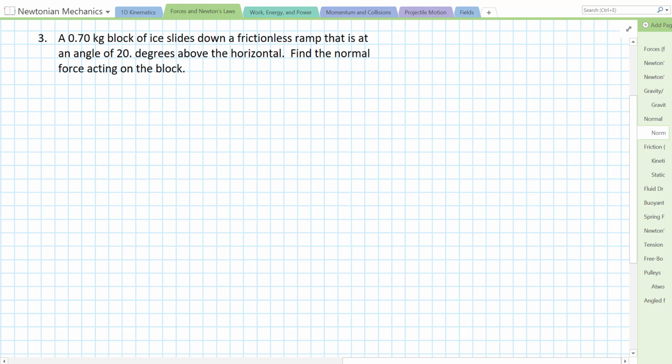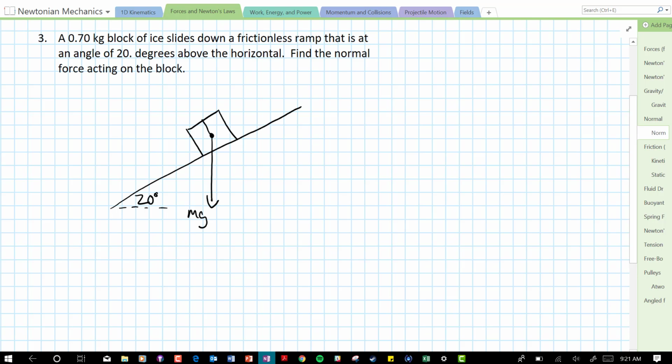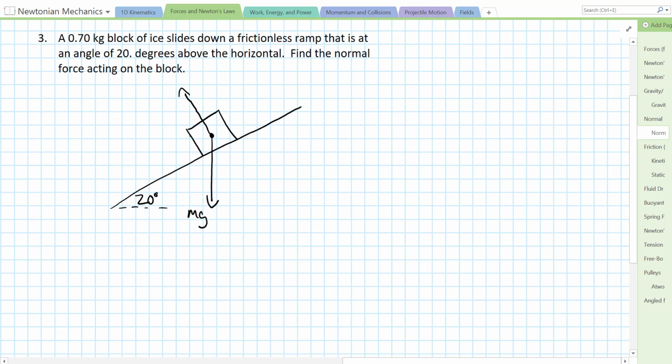So I'm going to sketch out my free body diagram. And I'm going to just label this as 20 degrees. My block of ice is on this at an angle. There's a downward force equal to mg. And the normal force points perpendicular to the surface. Normal force. It's frictionless, so there's no friction. These are actually going to be our only two forces.